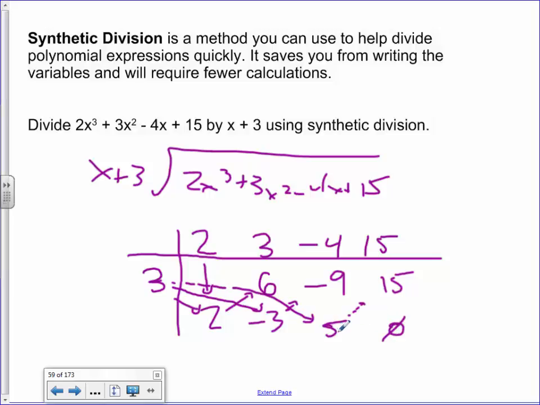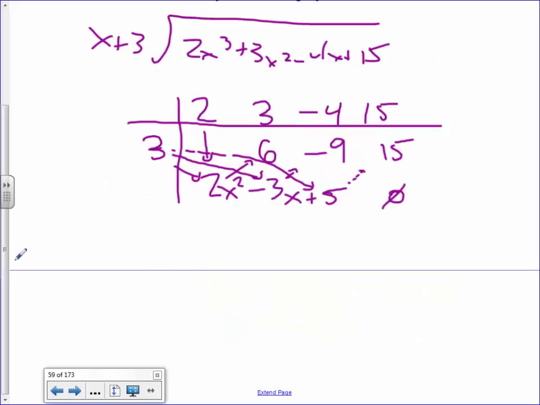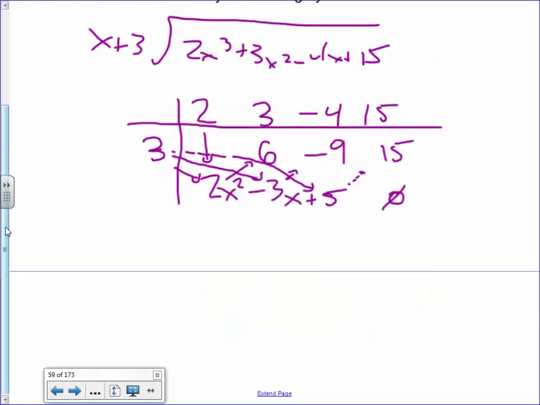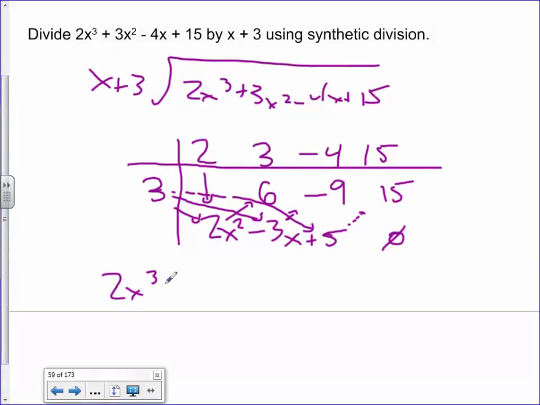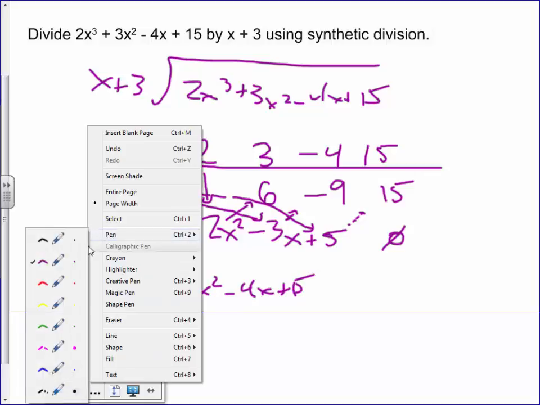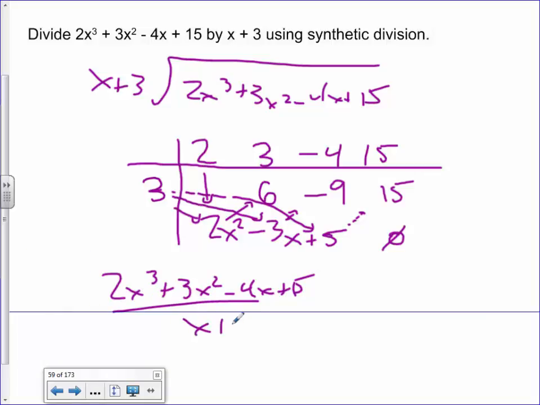The number beforehand is your constant term. The number before that is how many x's you have. And the number before that is how many x squareds you have. So if you wanted to divide, what was it? It was 2x to the third plus 3x squared minus 4x plus 15. If you wanted to divide it by x plus 3, it should equal 2x squared minus 3x plus 5.